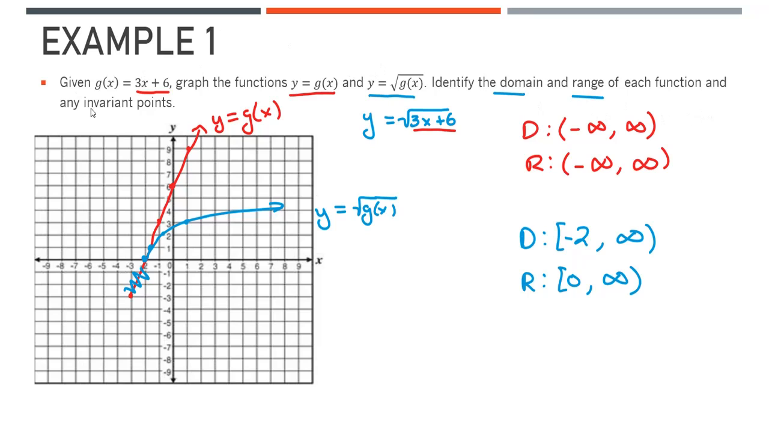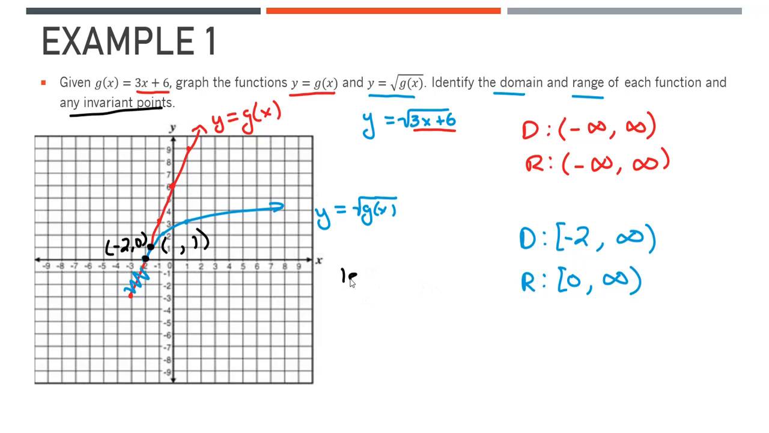And finally, we need to identify any invariant points. So our invariant points happen at 0 and 1, because the root of 0 is 0, and the root of 1 is 1. Now, the first invariant point is very easy to read off. We just have -2 comma 0. The second one isn't as easy. It's something comma 1. So we need to figure out what the something is.